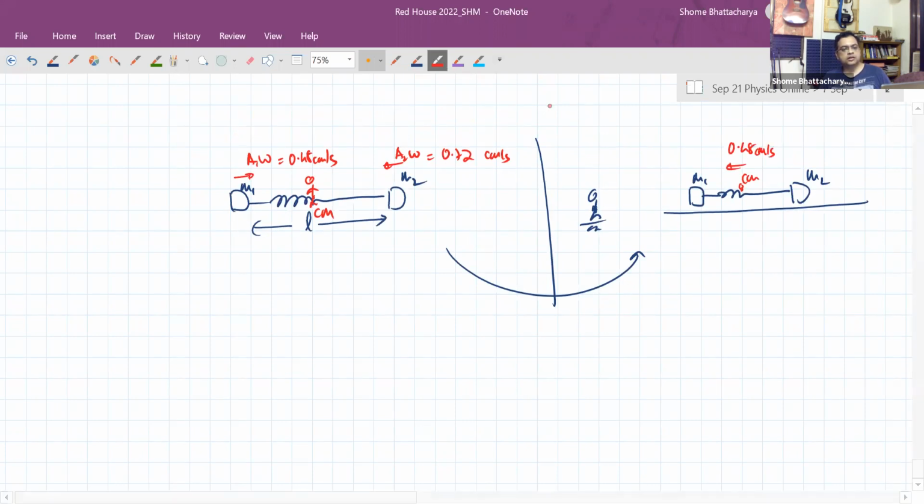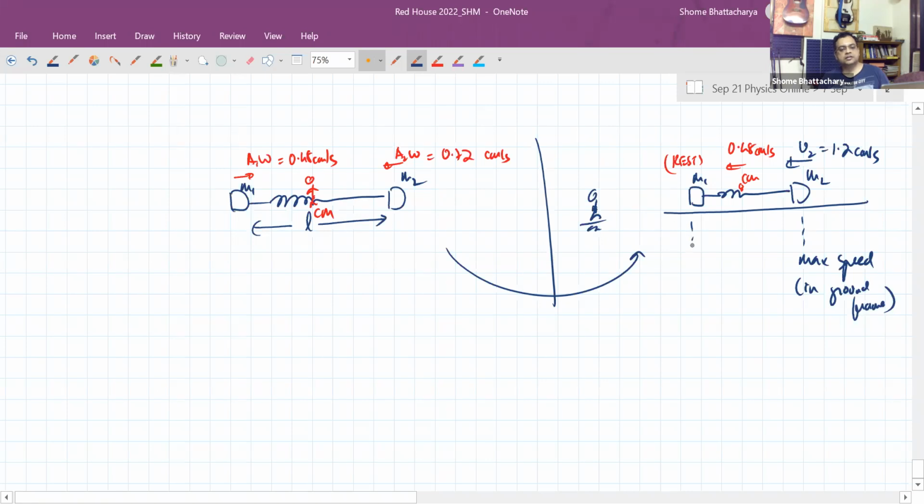So this one in the ground frame is at rest. So its minimum speed is 0, because every time it's at that mean position where it's coming towards the center of mass at 0.48, it's actually at rest in the ground frame. Whereas this one has in the ground frame a speed of 1.2 centimeters per second. So this one is at maximum speed in ground frame, and this one is at minimum speed, which is rest in the ground frame.